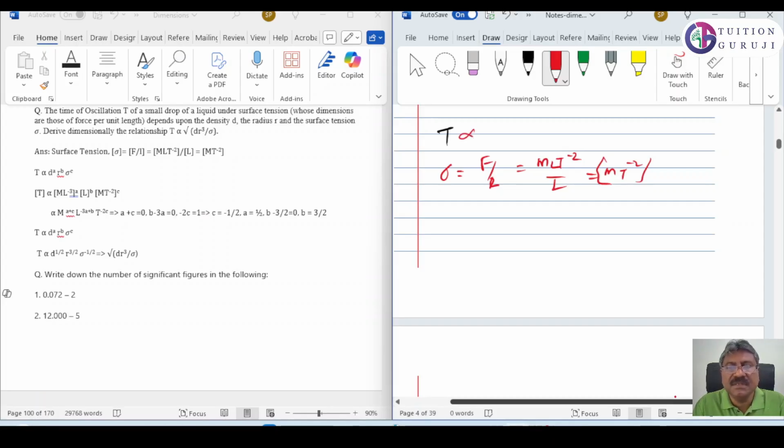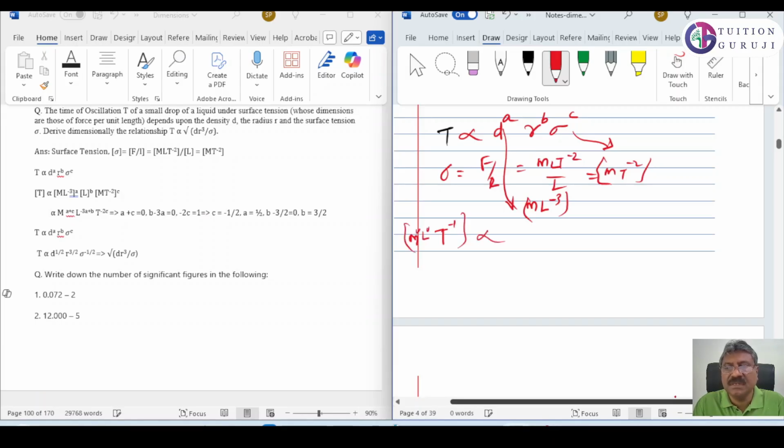So it is given that the time of oscillation of a small drop of liquid under surface tension depends upon what? The density D, so D raised to A. Then the radius R raised to B. Then the surface tension sigma. R we know it is L. Density we know is mass per volume, so M L raised to minus 3. So what is given? T raised to minus 1, M raised to 0, L raised to 0.